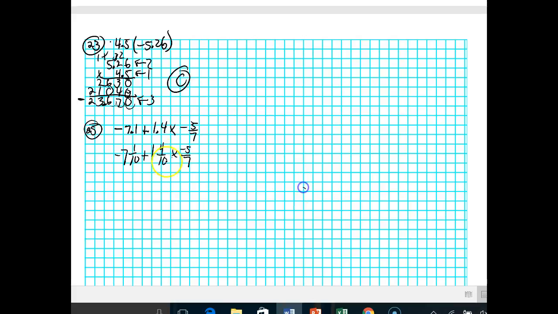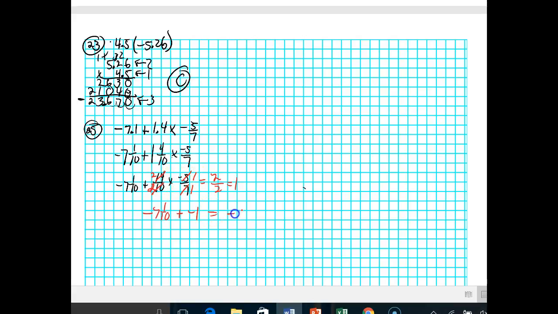And then let's turn the 1 4/10 into an improper fraction, so 14 over 10. So let's say negative 7 1/10 plus 14 over 10 times negative 5/7. We'll cross cancel the 7 and 14, so this is a 2, this is a 1, the 5 and the 10, sorry, this is a 1 and this is a 2, my fault. We get 2 over 2, which is just 1, so it's negative 7 1/10 plus negative 1, because these were different signs.